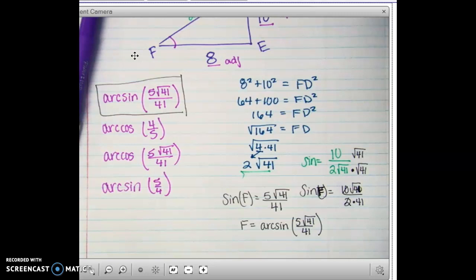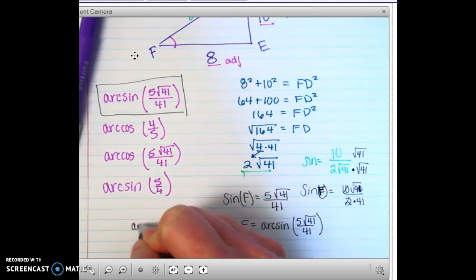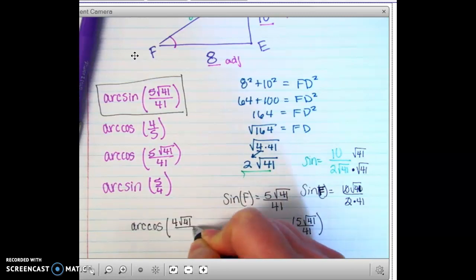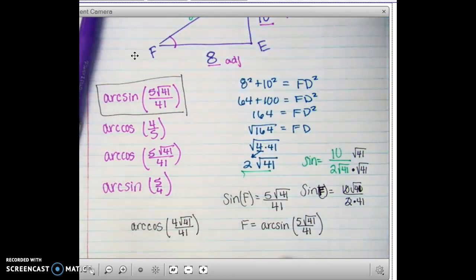I think you would get arc cosine of 4 square root 41 all over 41, which is not an answer choice, so it's got to be this arc sine.